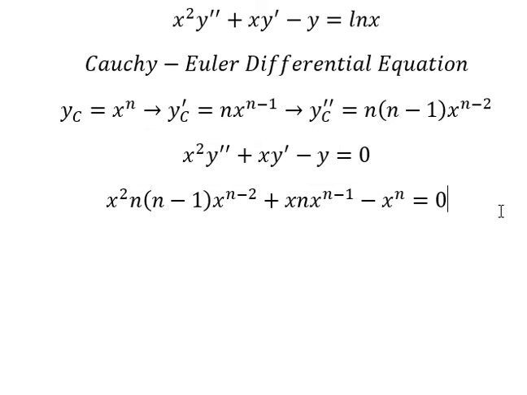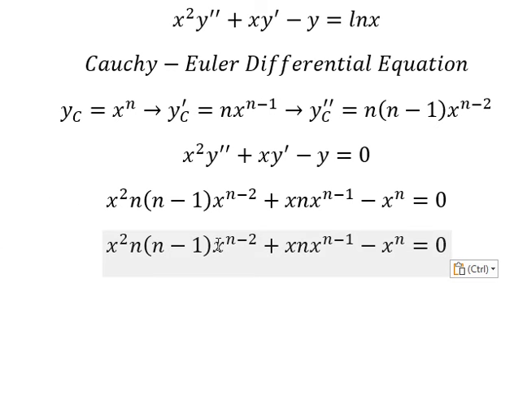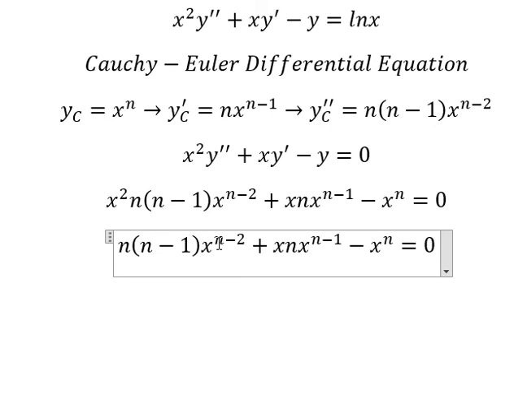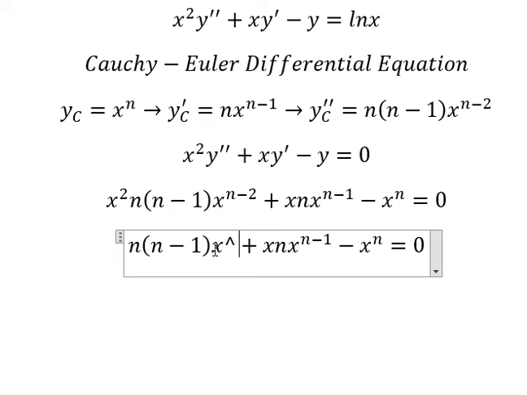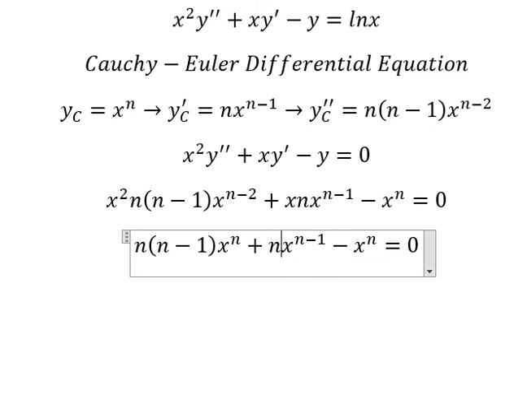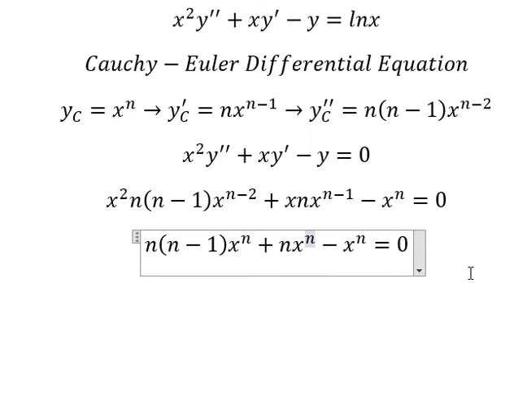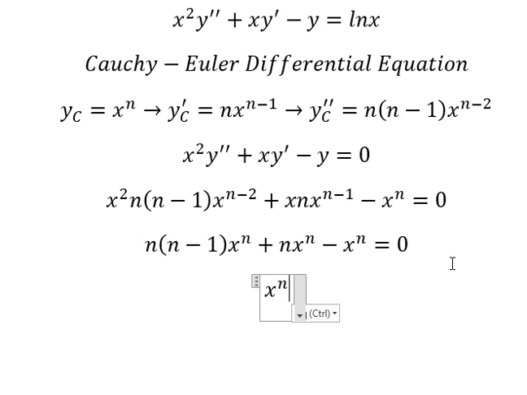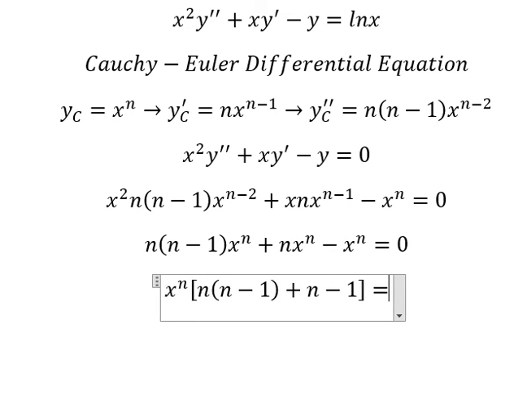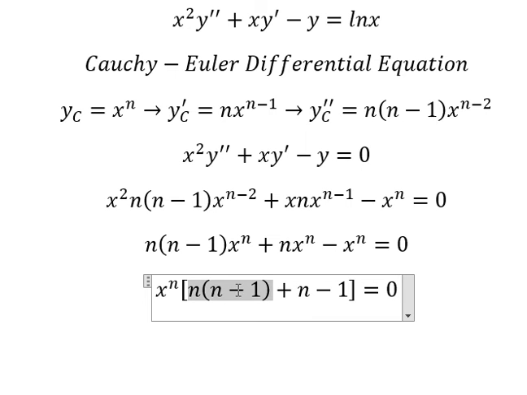And now, s squared with s to the power of n minus 2, we will have s to the power of n. Similar for the next one. Next, with s to the power of n, we can do factorization. So that means this one equals 0.